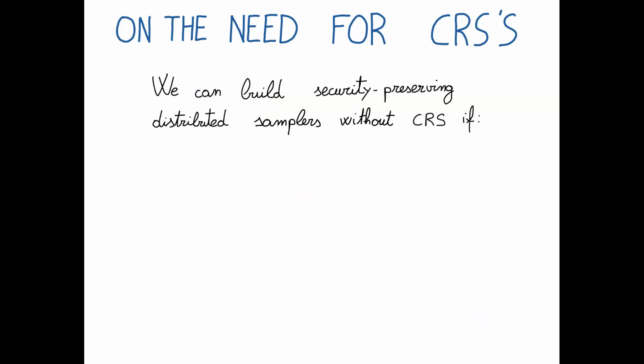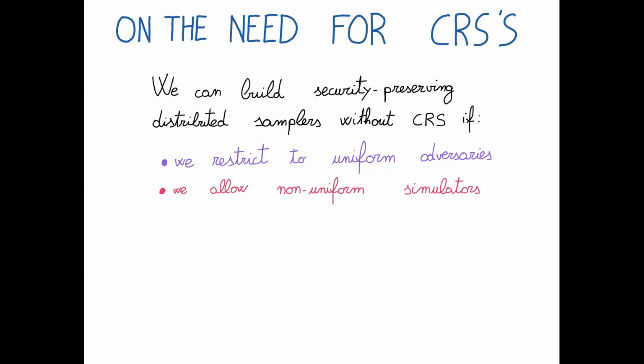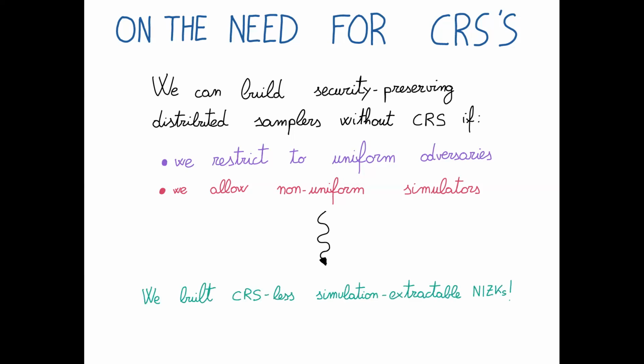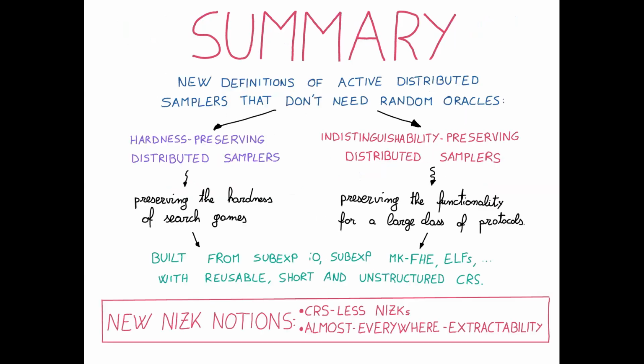Maybe we can construct them without CRSs. Anyway, in the paper, we show that if we weaken the security requirements, it is actually possible to get rid of CRSs, even for indistinguishability preserving distributed samplers. We do this by restricting the security model only to uniform adversaries and by allowing the simulator to be non-uniform. We could achieve this because in this setting, it is possible to build NISICs that don't need the CRS. In particular, we build NISICs that are simulation extractable and without CRS. That's all for the talk.